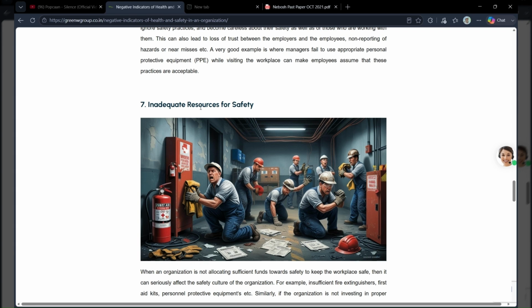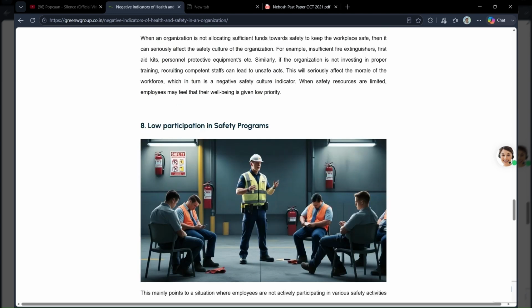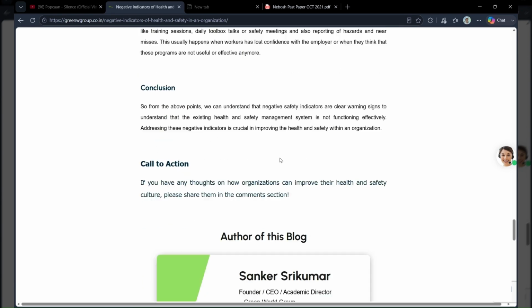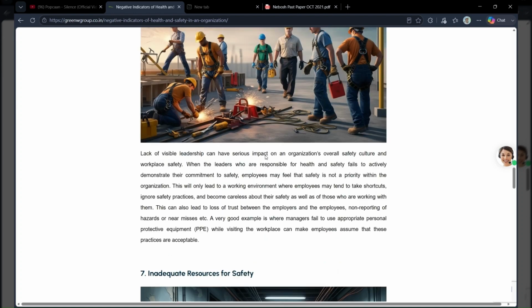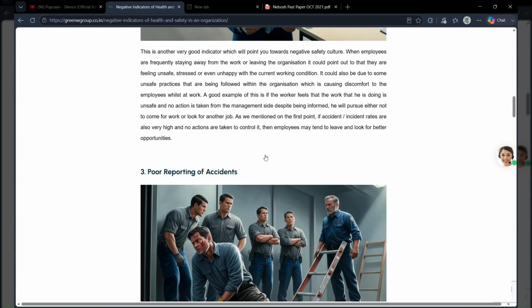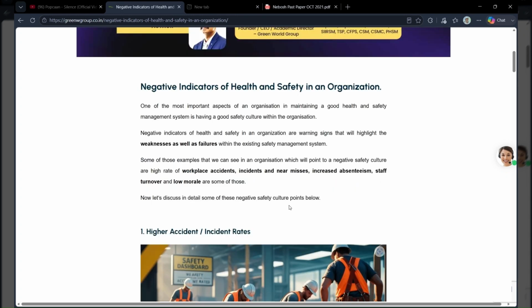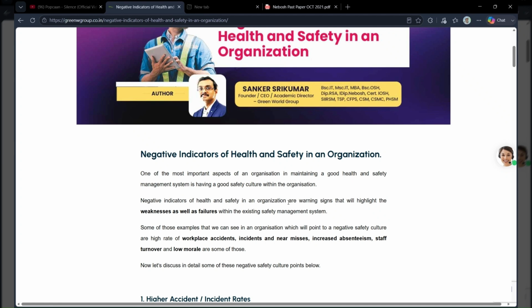Let us say we don't have the right first aid kits, we don't have the fire extinguishers, low participation in safety programs, and all these points are to do with negative indicators of health and safety culture. Remember, every time you use a website or any other information source, always reference it below as you're submitting your answer sheet.